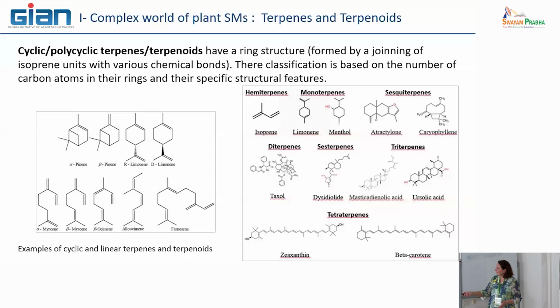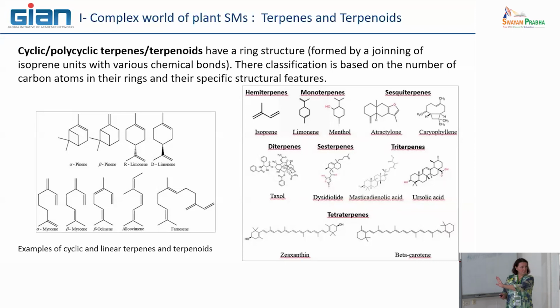Some stay linear, like here. I show you, for example, squalene and so on. But some become not only one cycle, but multi-cyclic. And cycles are very interesting because they are able to induce specific biological activities, in particular cytotoxicity of the molecules. So this is very important.